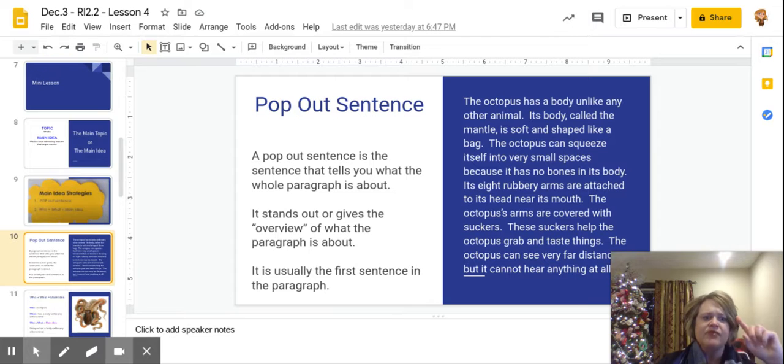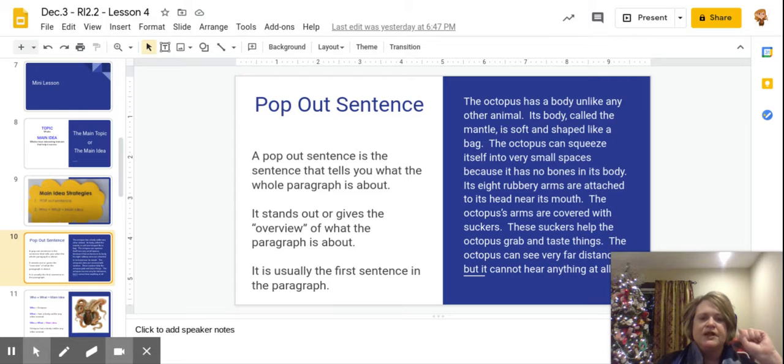Now, I don't think you're off the track if you do look at that first sentence and you're like, I think this is the main idea. I think this is the pop-out sentence, but I'm going to keep reading to make sure that everything still goes back to that first sentence. Does it still tell me what the paragraph is about?